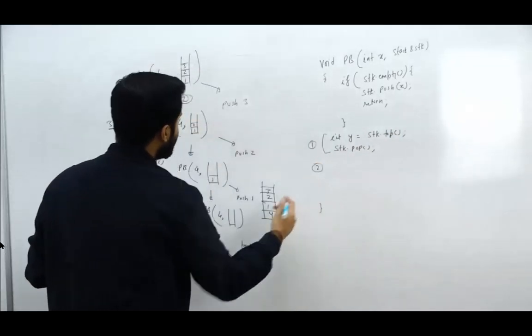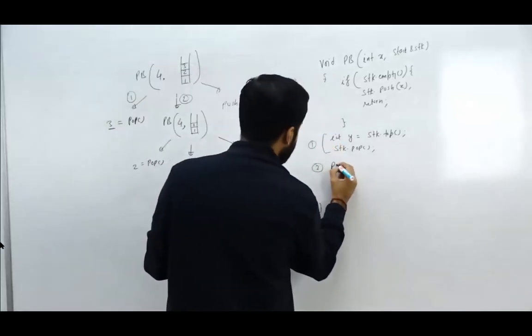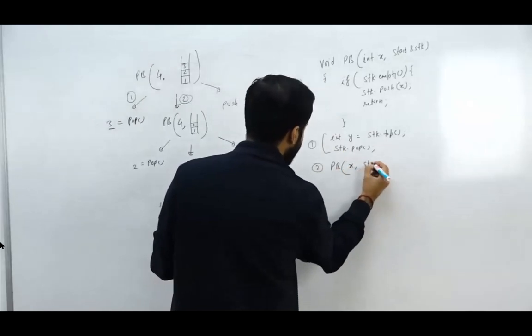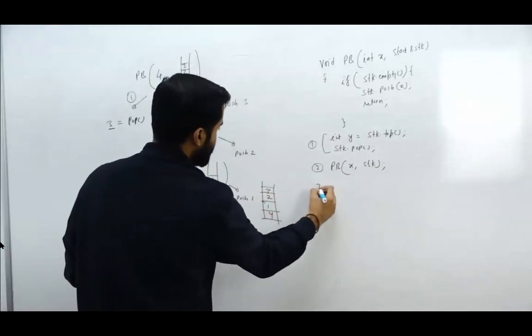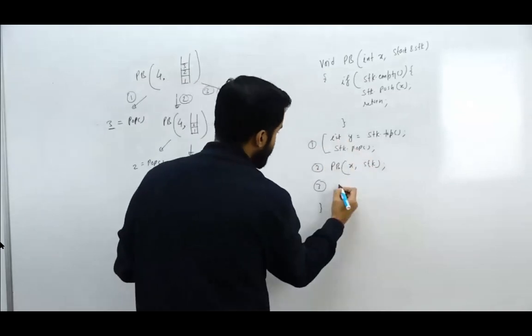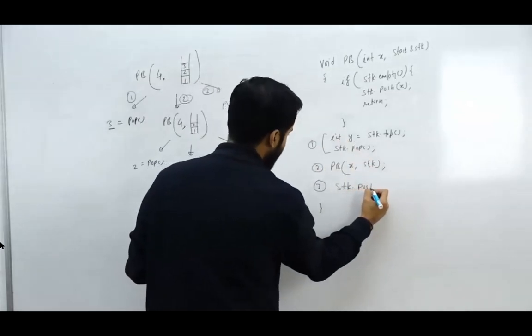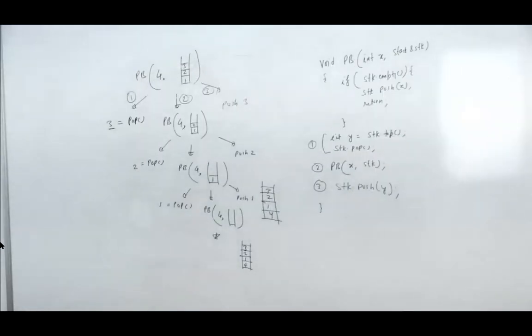And what is the second step? The second step is to make the next recursive call. So you can call push bottom for x and the remaining stack. And then there is this final step, step number 3. What is step number 3? It is to simply push whatever you had popped. So you had popped y, so you can push it by doing stack.push of y. Does the code make sense to everyone? Yes or no? Okay, cool.